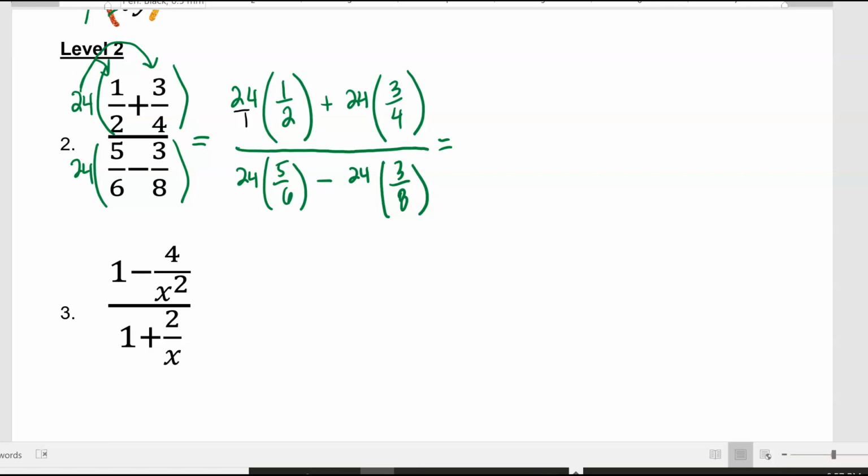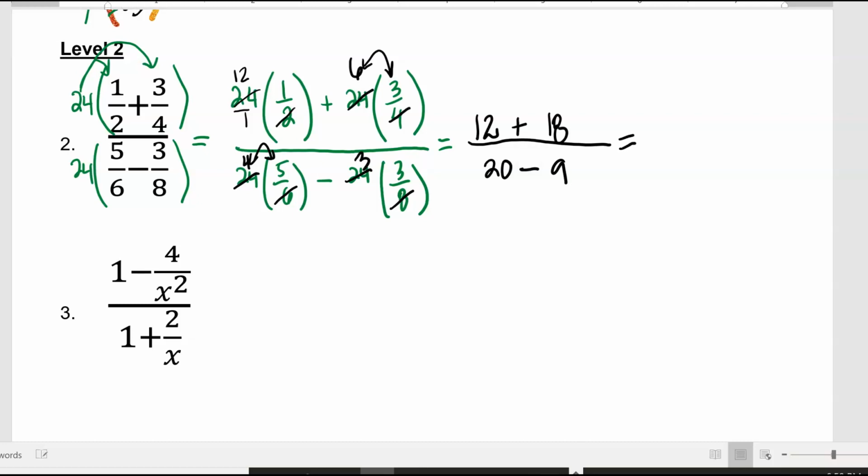So that 24 is in the numerator. 2 goes into 24 12 times. And 12 times this 1 here is 12. So I'm just going to rewrite over here 12 from that. Plus, let's go over here. 4 goes into 24 6 times. But 6 times this 3 here is 18. Let's go to the denominator. 6 goes into 24 4 times, but 4 times this 5 is 20 minus 8 goes into this 24 3 times, and 3 times 3 is 9.